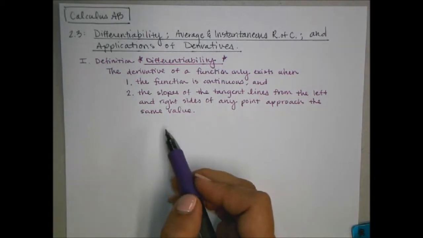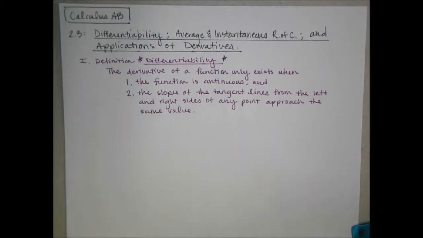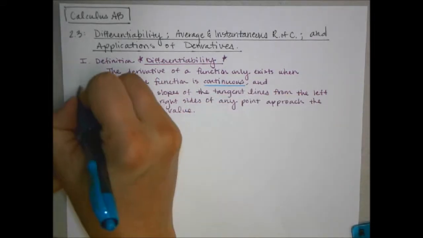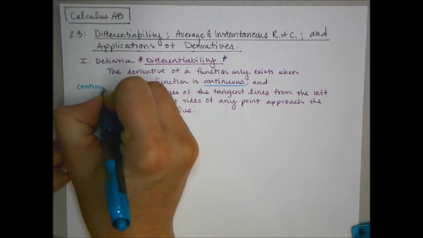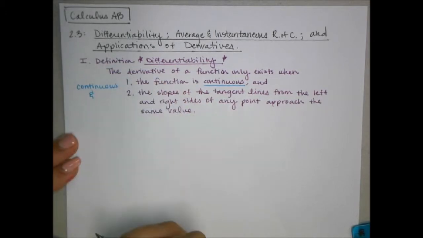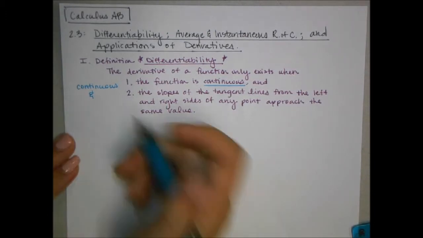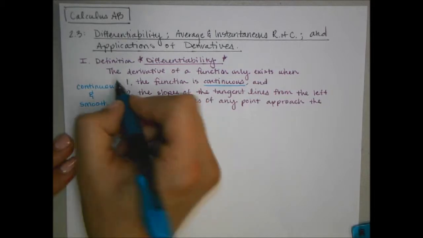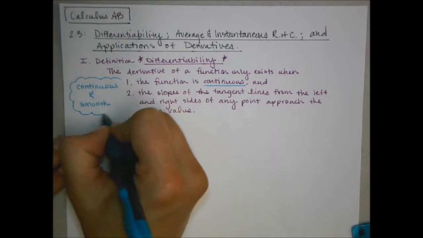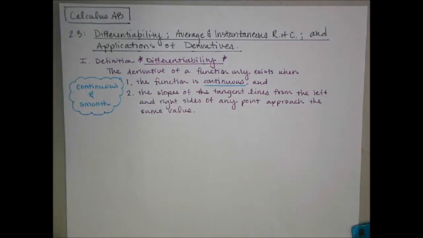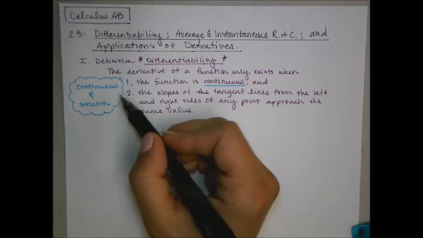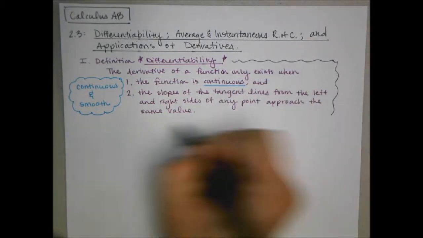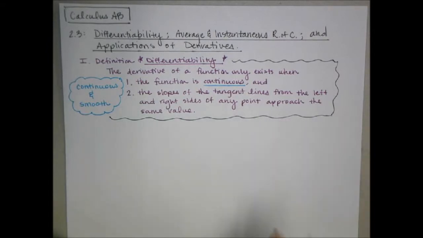So, in other words, we have 2 keywords we're looking for. First is that the function is continuous. The second, we simplify this by saying that it's smooth. So this is what we're looking for. Is it smooth and continuous? Then we have a function that is differentiable everywhere. Some examples.